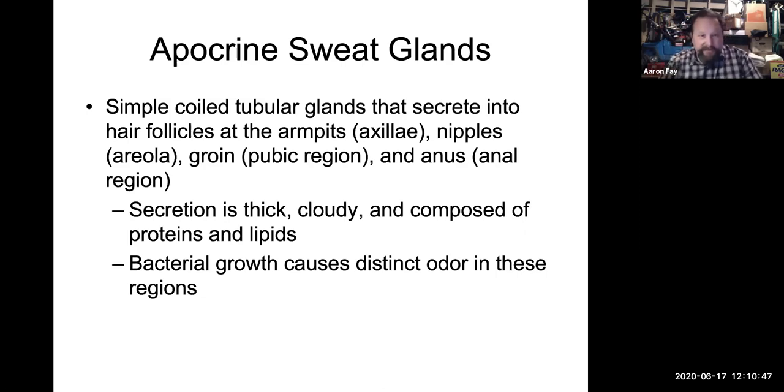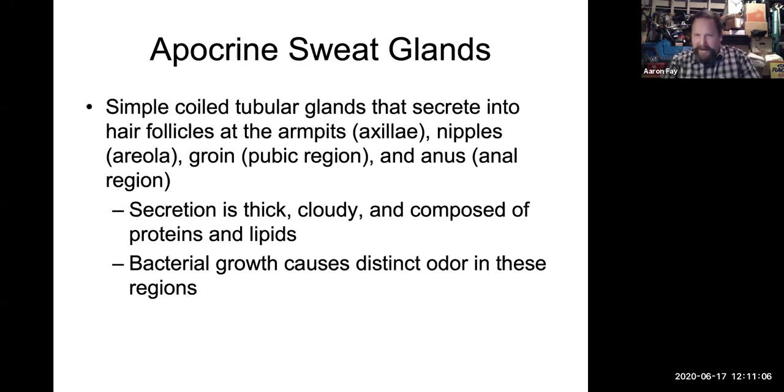Now, these are different. They are going to produce a fluid that is thick and cloudy and has a very large number of lipids and proteins. So lots of protein and lots of fats. That is distinctly different than what we saw from the watery secretions of the eccrine sweat glands.